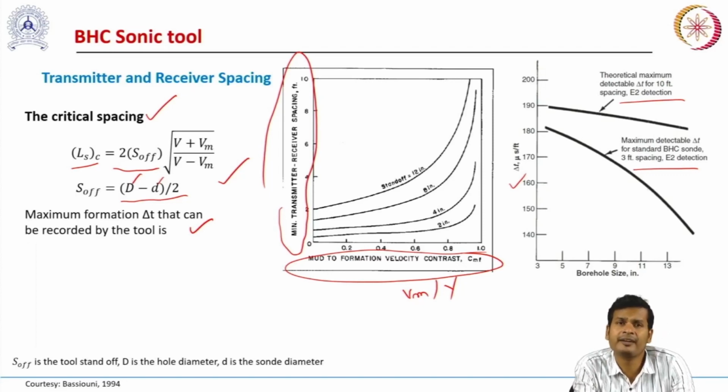So we must have a critical spacing between the transmitter and the receiver, so that we can record the true compressional wave arrival time for the wave which has traveled inside the formation.